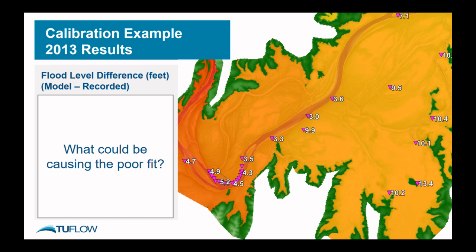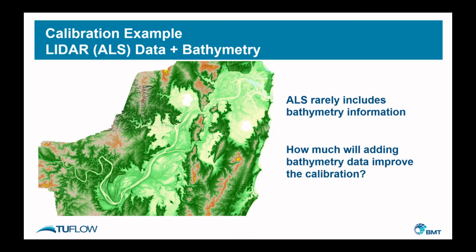What could be the cause of the poor fit? It turns out the LiDAR data didn't include any bathymetry information. So we weren't representing the conveyance zone of this catchment well at all. And it was meaning that water levels in the river were too high, and then it was also pushing too much water out into the floodplain.